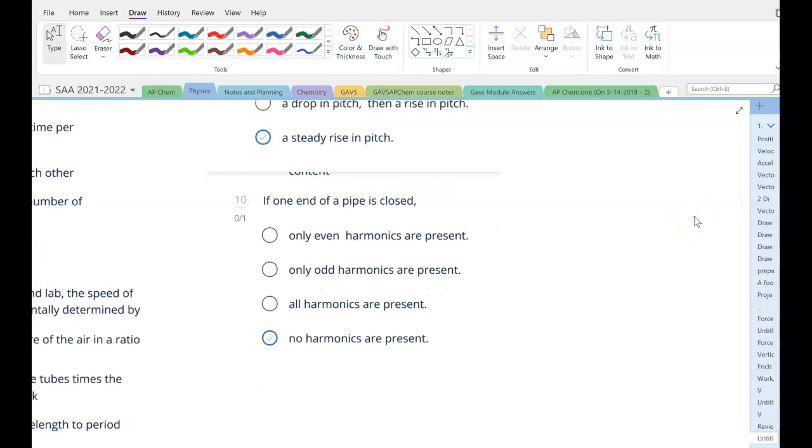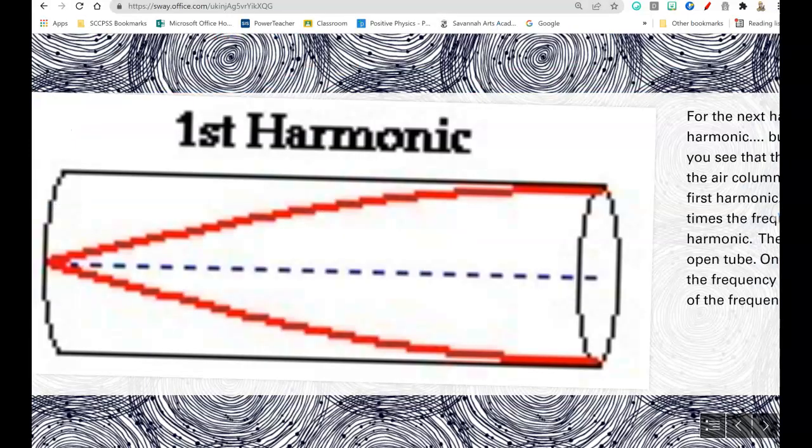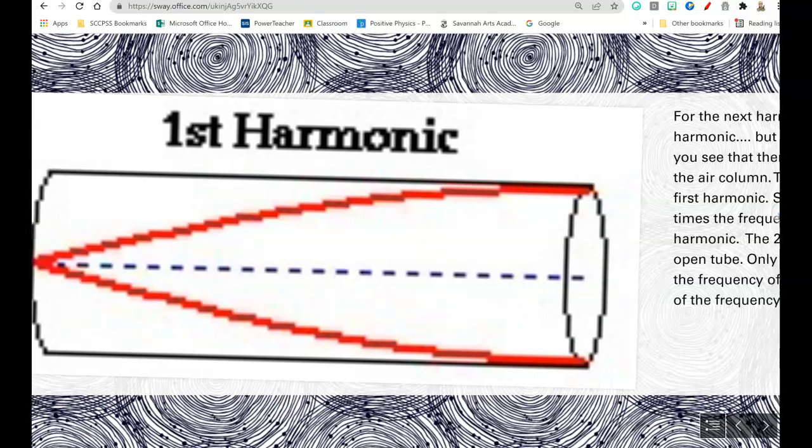For this question, we are dealing with an open-closed pipe, just exactly like we did in our speed of sound lab. And I want you to think about what we did in the lab, where we looked at the harmonics. You chose that there are no harmonics, but we get a standing wave when we have 1/4 of a wavelength, and that is called our first harmonic.